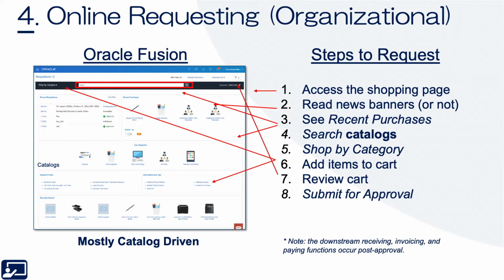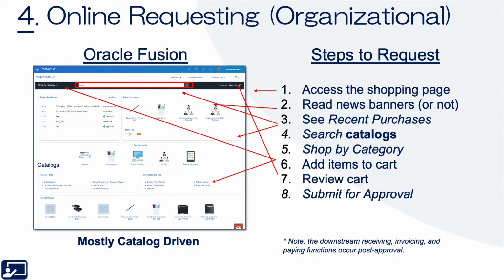Next, online requesting, but this is from an organizational point of view. So one of the immediate things you'll notice is that this is mostly catalog-driven, right? So not everything that we want has already been cataloged, particularly in the area of services or build to order. So let's quickly walk through the steps.